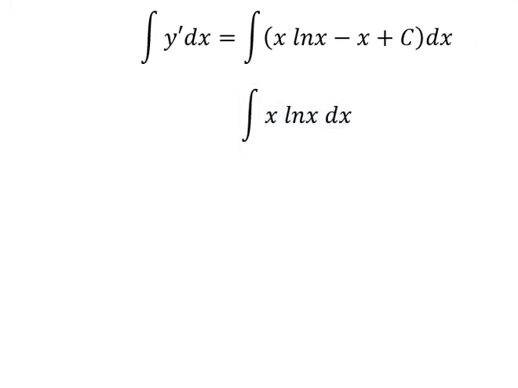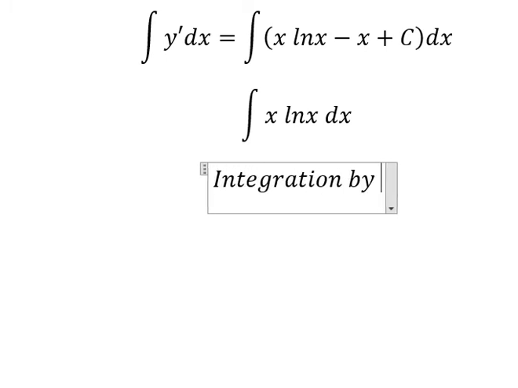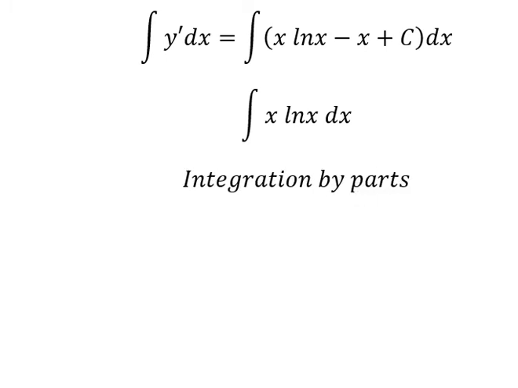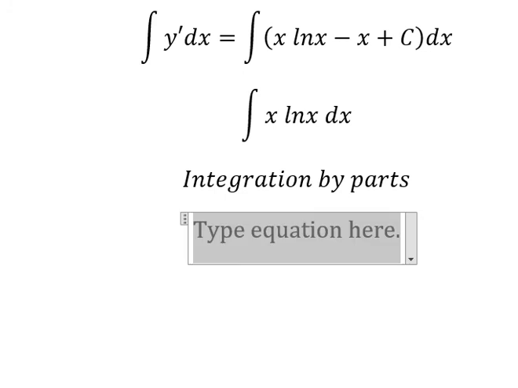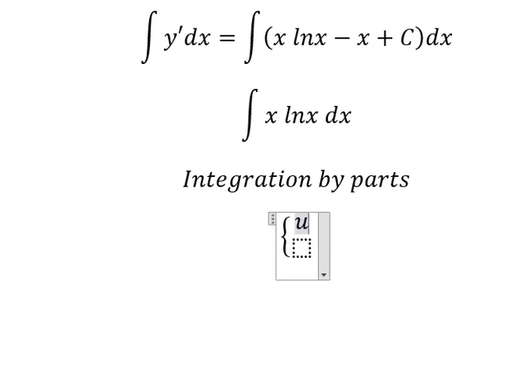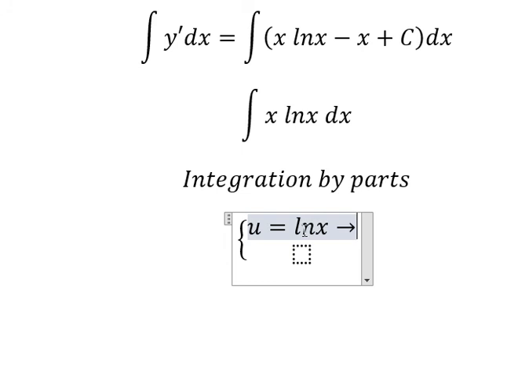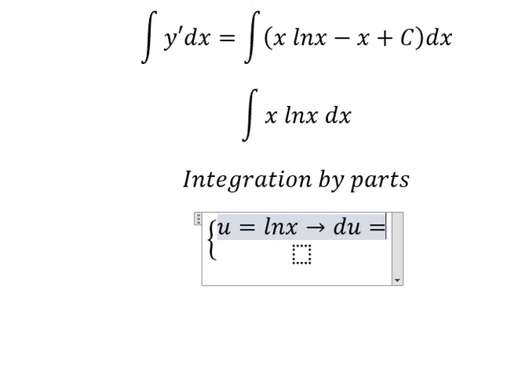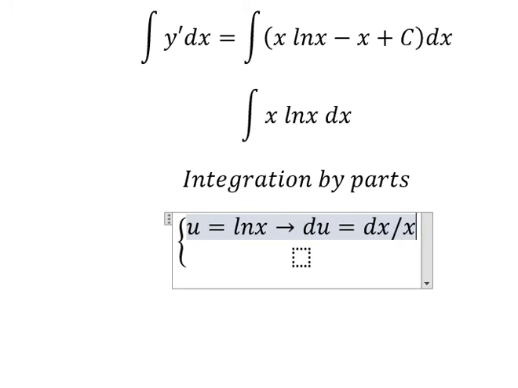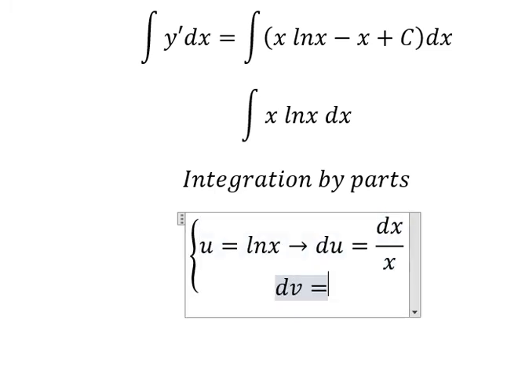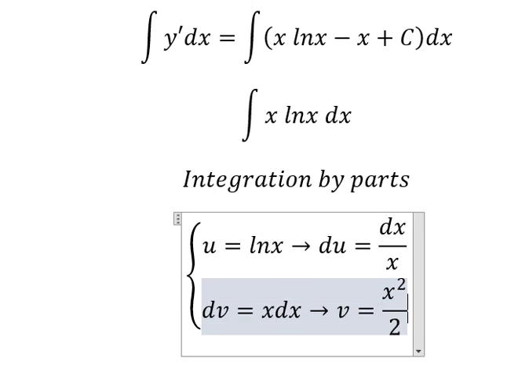So, we need to use integration by parts. So, I will put u equals ln x. Later, we do the first derivative for both sides, and we have 1 over x. The dv, we have x dx. The integration of this one, we have v equals x squared over 2.